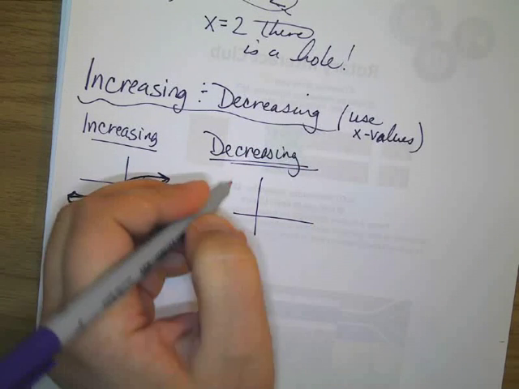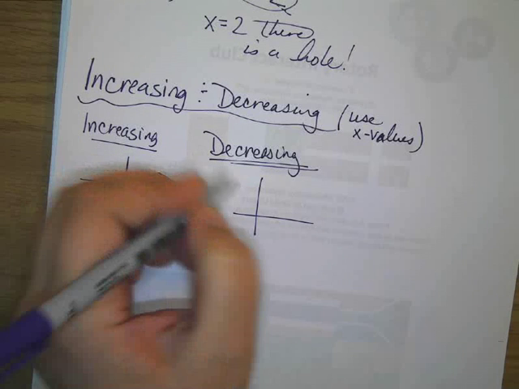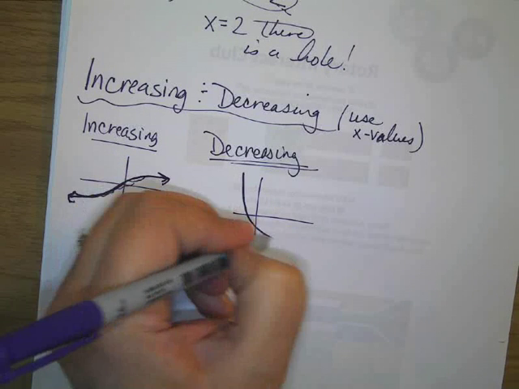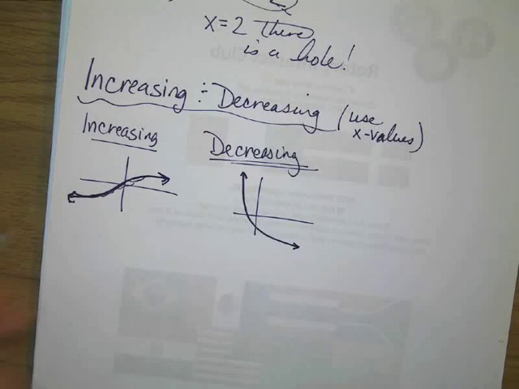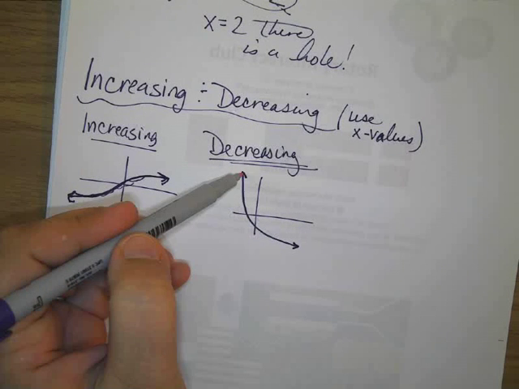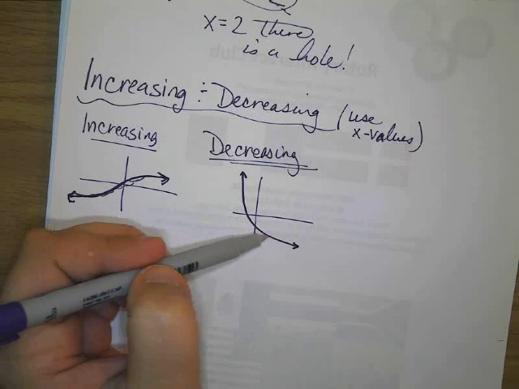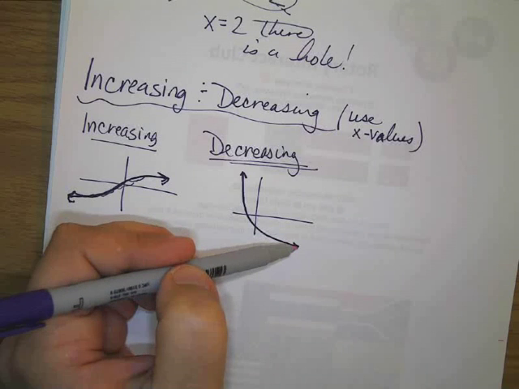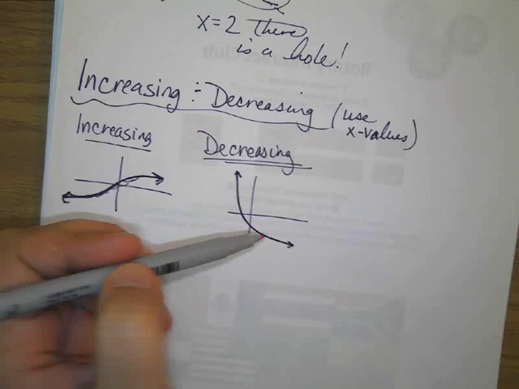Pay attention. Not a good time to not be listening at all. This would be a function that is always decreasing. As x goes from left to right, our y values are always getting smaller. So that would be a decreasing function.